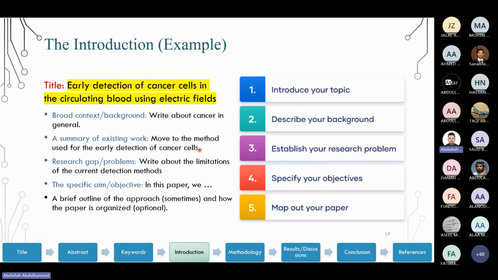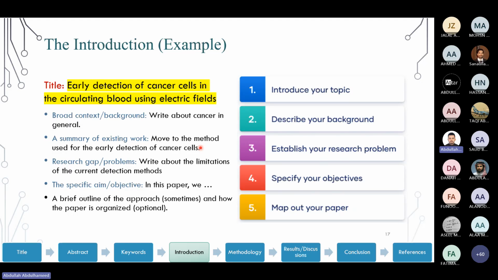In the second paragraph, after you mention the early detection of the cancer cells, of course, you will mention what people are using, what methods are used to detect cancer cells early. There are many methods. There are optical methods. There are some clinical methods. Many methods to detect cancer cells early. Okay, so now you are finished with the second paragraph.